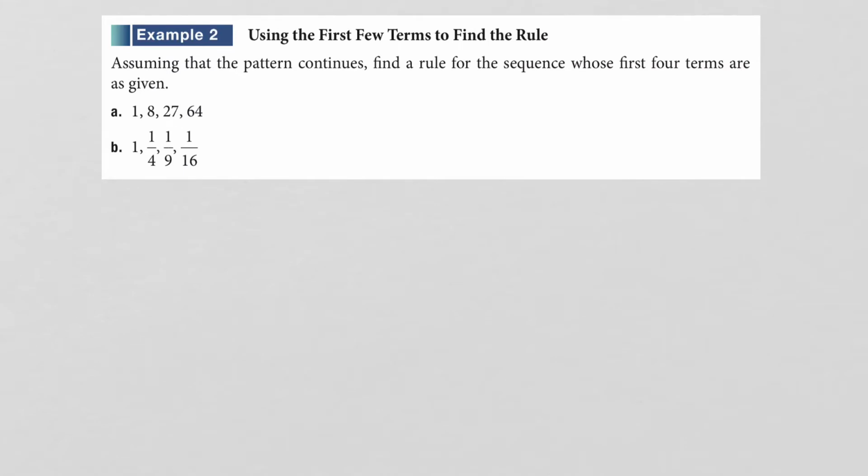In the next example, we're going to do the opposite. Suppose we know the first four terms of a sequence, and we're trying to write a rule for that sequence. So for part A here, we have the numbers 1, 8, 27, and 64. And if I'm going to write a rule for this sequence, I need to try to recognize a pattern. What is the pattern here?